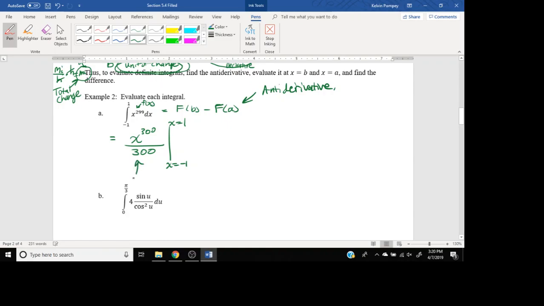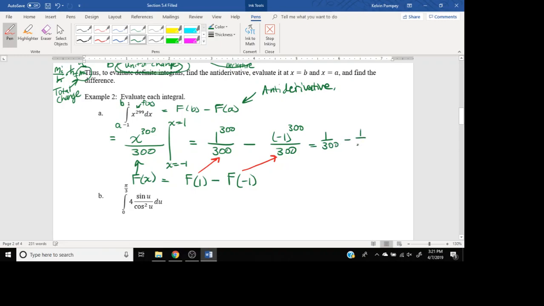And so now that we have our antiderivative, this is capital F of x. We have to evaluate it at our endpoints. And so what we want to do is find F of 1, right? Because our integral always goes from a to b, right? And then we're going to subtract from that what we get when we evaluate it at -1, which is our a. So plugging in 1 into our function, I get 1 to the 300th power over 300, minus -1 to the 300 over 300, right? And again, this is our antiderivative evaluated at 1, and this is our antiderivative evaluated at -1. Well, 1 to the 300 is 1, and -1 to the 300 is 1.